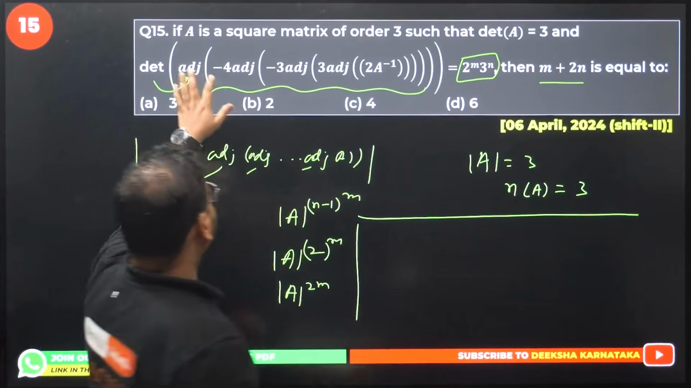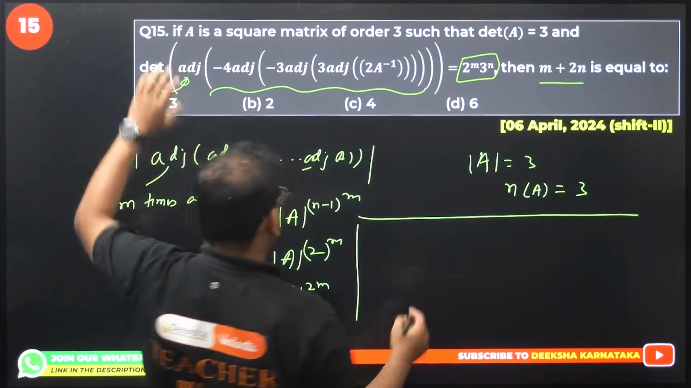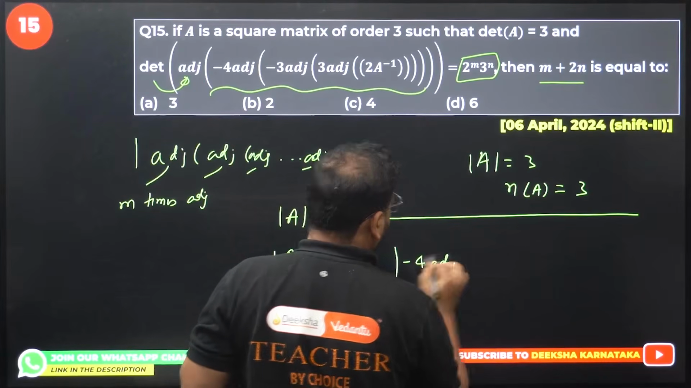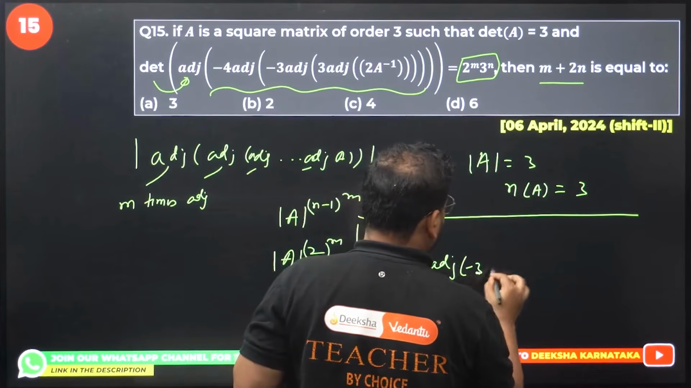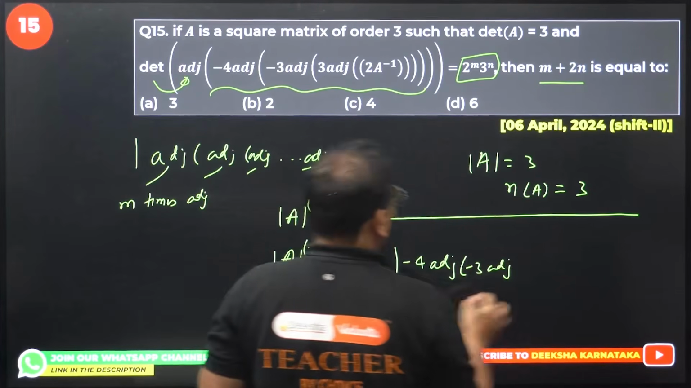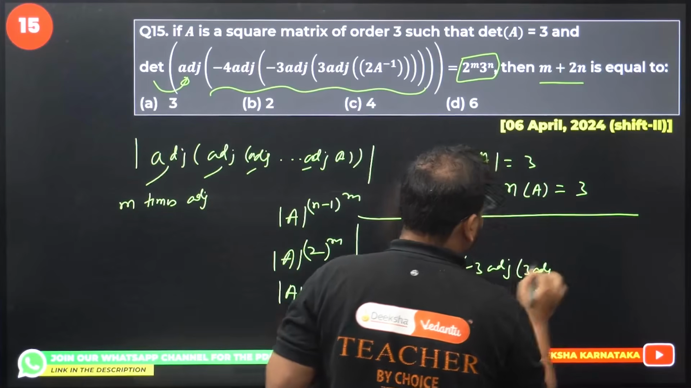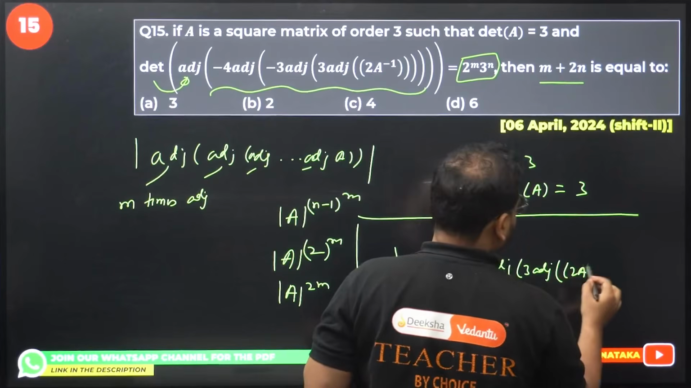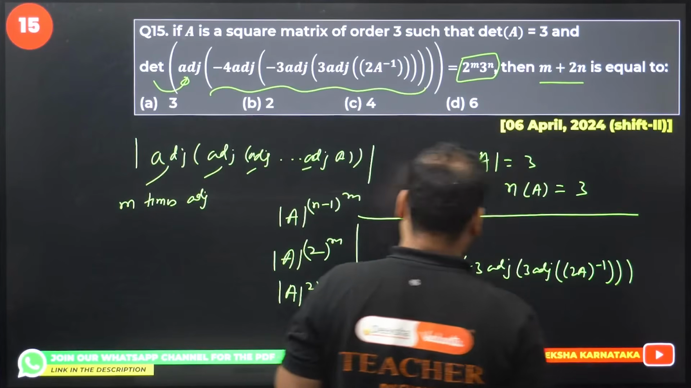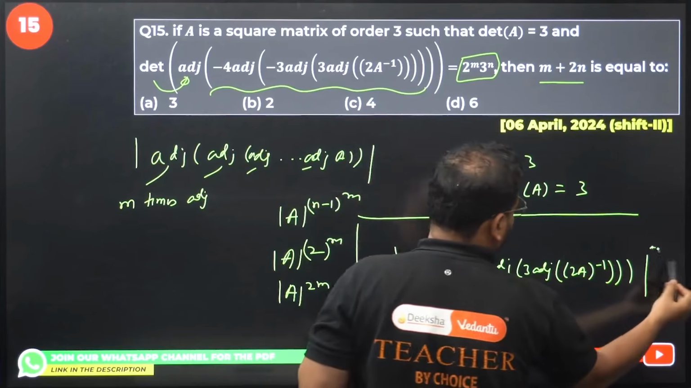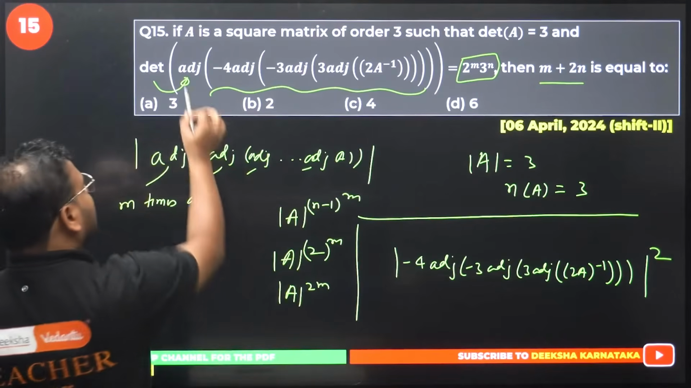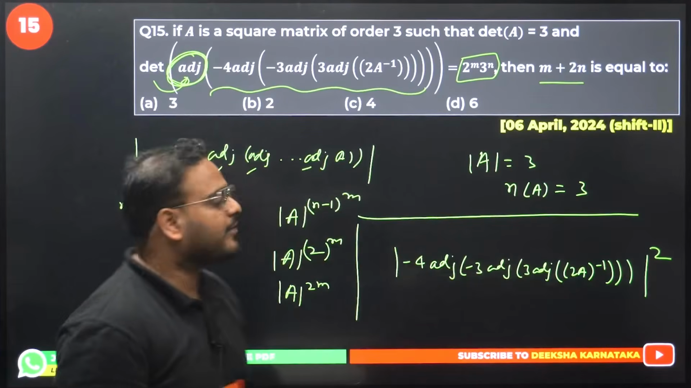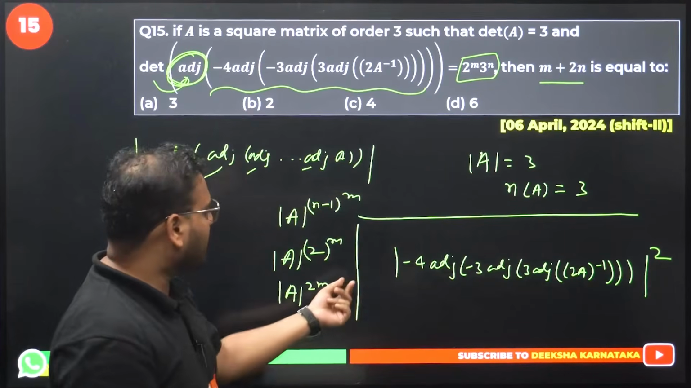So I'm going to write this as, I'm removing this adjoint first. So I have here determinant of minus 4 adjoint, minus 3 adjoint, and again we have 3 adjoint, and we have 2A inverse, the determinant squared. By removing this adjoint, I got this square. Same way you continue like this. Again, use the property of this also.